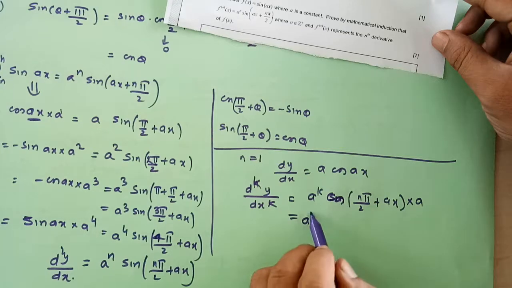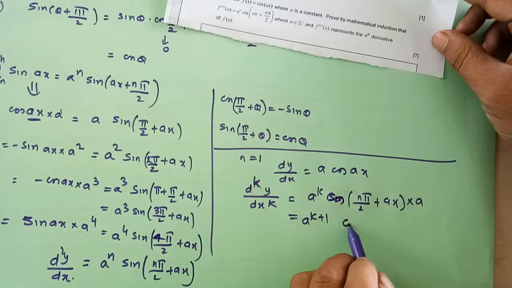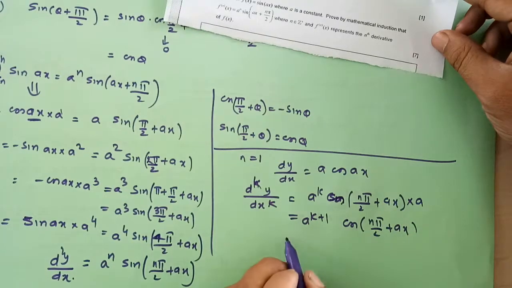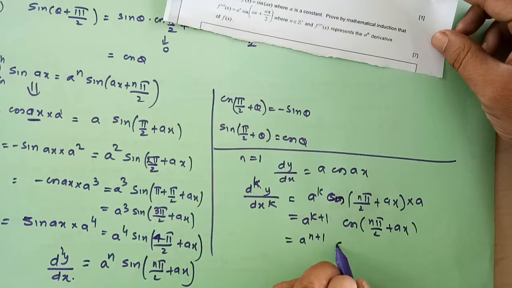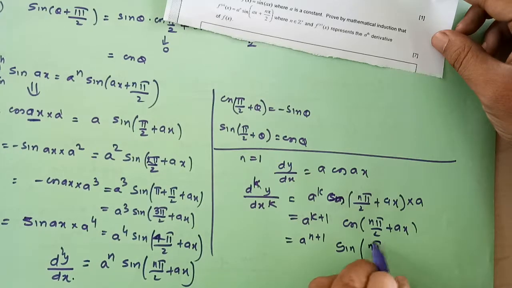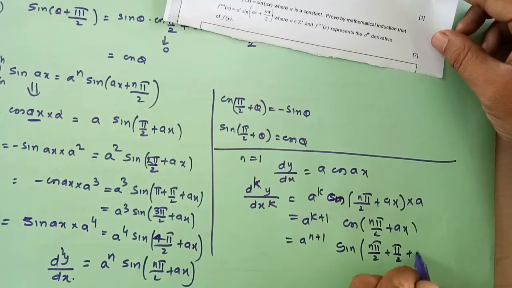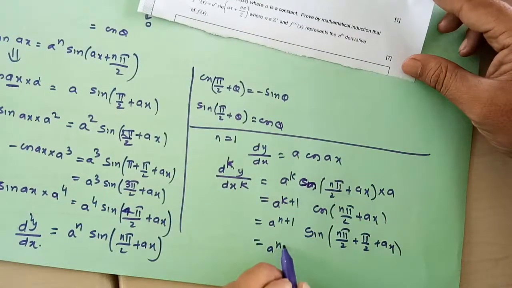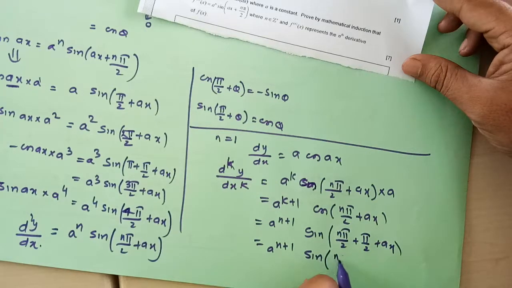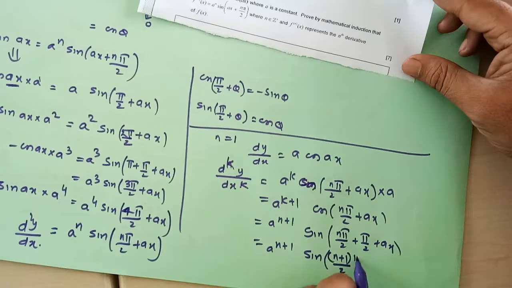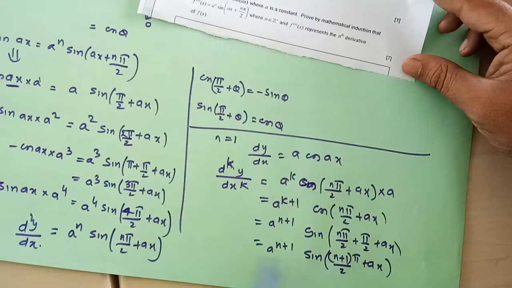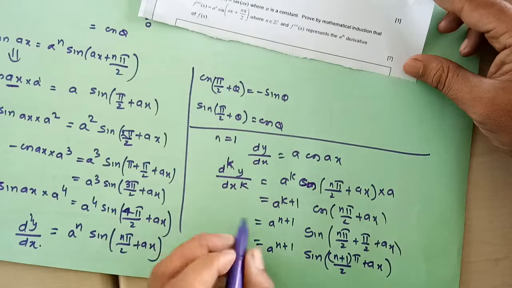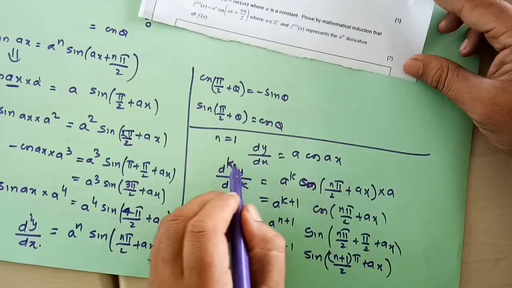So what you're going to get is a to the power k plus 1 cos of k pi by 2 plus ax. Now I want to convert this to sine, so you just add pi by 2 to the angle, because sine of pi by 2 plus theta is cos theta. So it's going to be a to the power k plus 1 sine of k plus 1 over 2 pi plus ax. This proves your conjecture, because replacing k with k plus 1 gives the true statement. So this is your k plus 1th derivative.